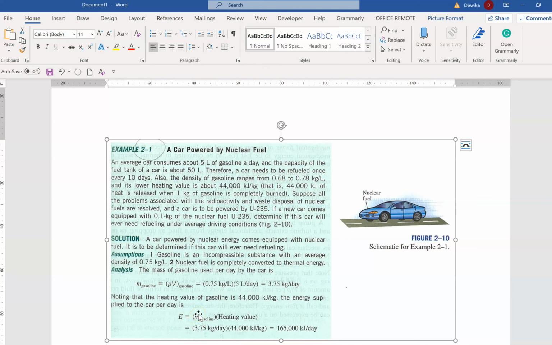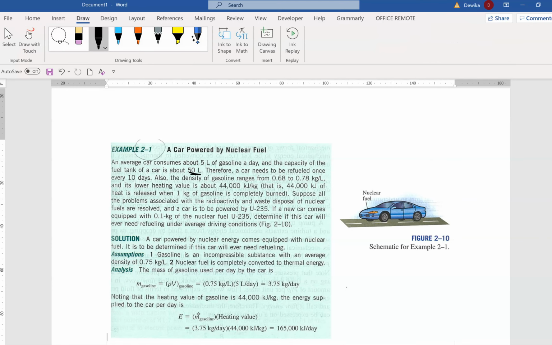So a car that is powered by nuclear fuel: an average car consumes 5 liters of gasoline a day, and the capacity of the fuel tank is about 50 liters. Therefore, a car needs to be refueled once every 10 days. Also, the density of gasoline ranges from 0.68 to 0.78, and the lower heating value is about 44,000.